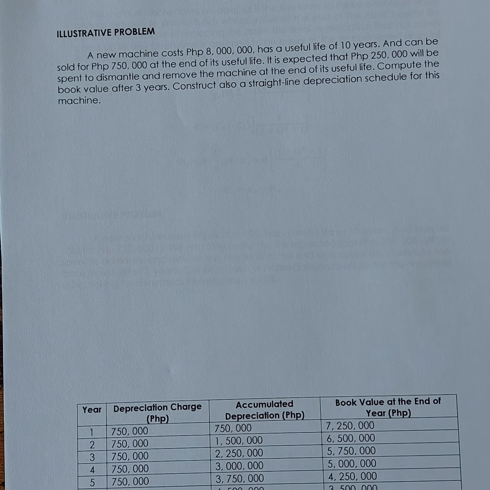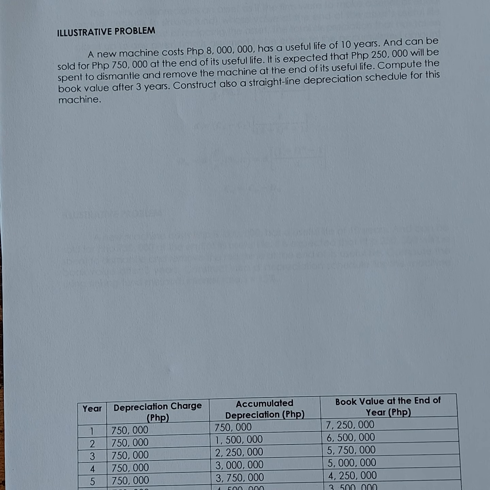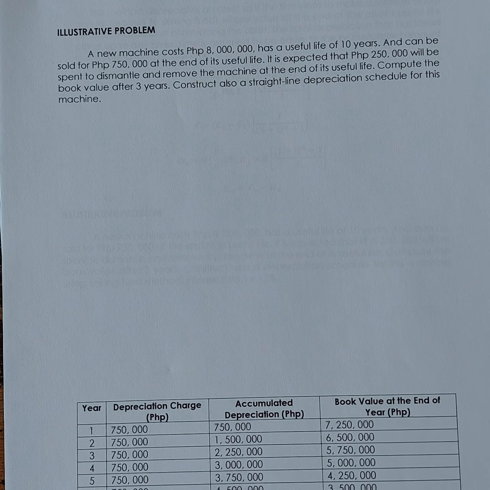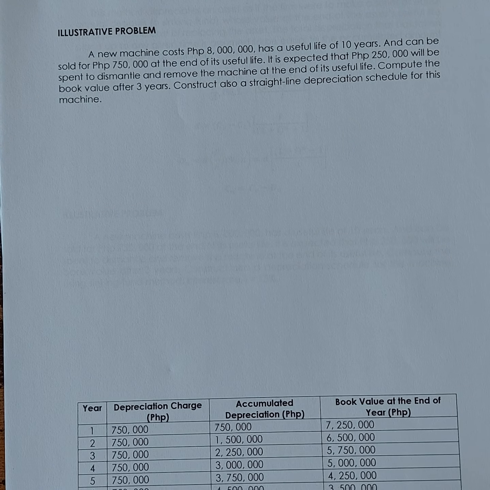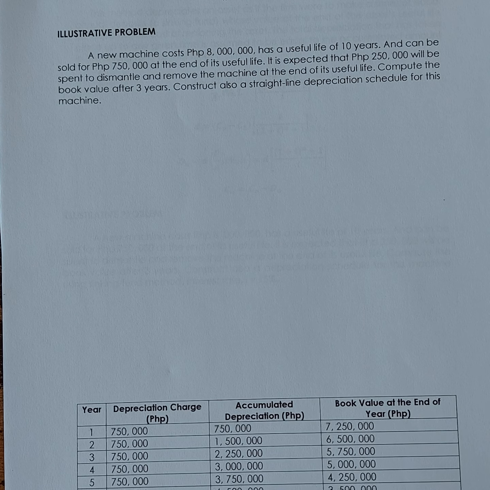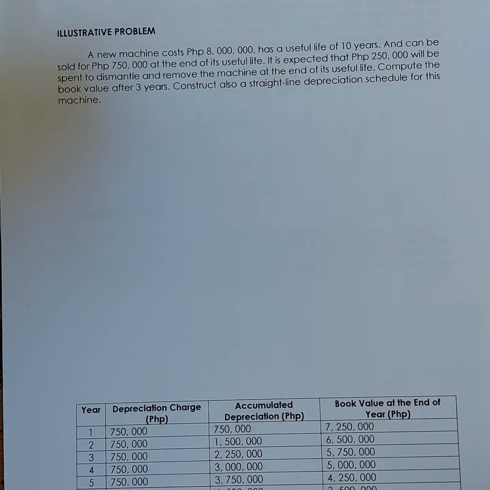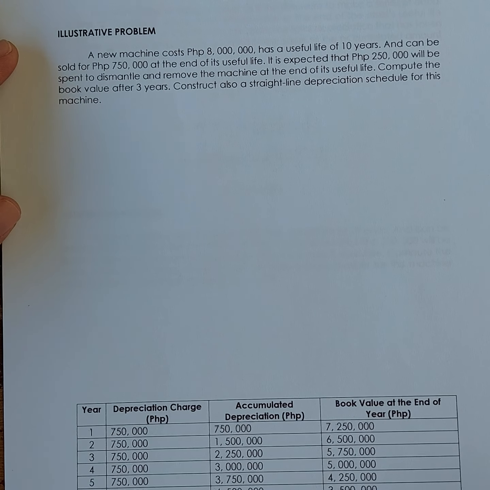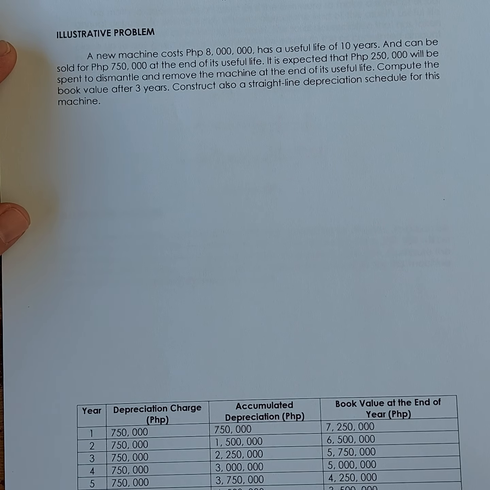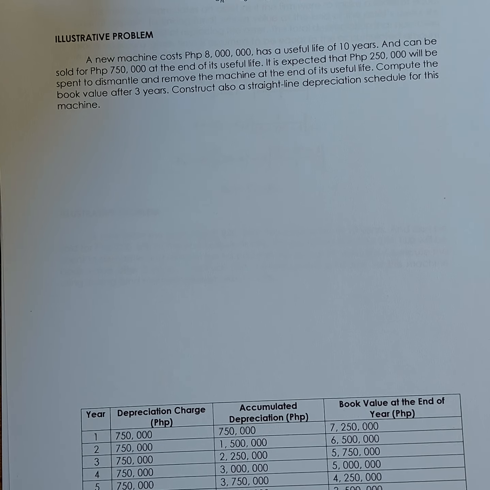A new machine costs 8 million pesos, has a useful life of 10 years, and can be sold for 750,000 pesos at the end of its useful life. It is expected that 250,000 pesos will be spent to dismantle and remove the machine at the end of its useful life. Compute the book value after 3 years. Construct also a straight line depreciation schedule for this machine.